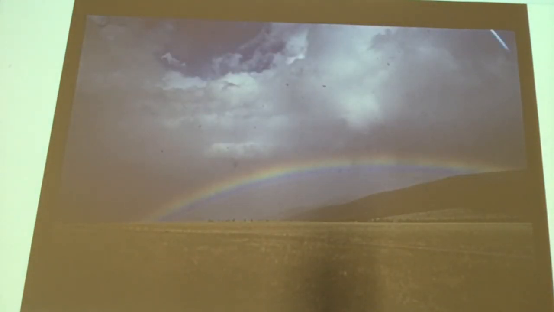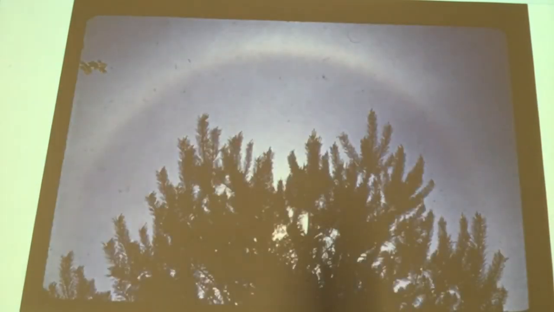It's a rainbow. We won't worry about those right now, but beautiful nonetheless. That's a halo. Usually forms with cirrus clouds, refraction of light through ice crystals.